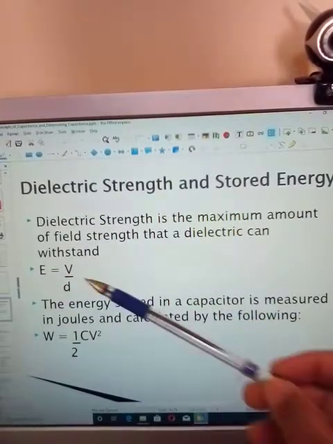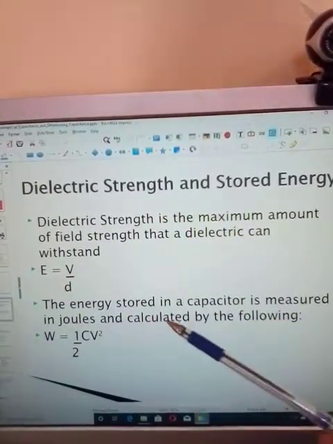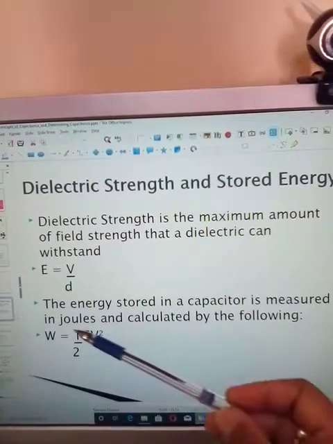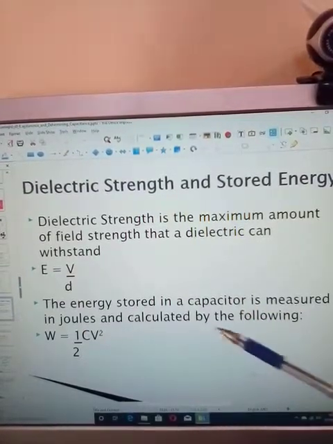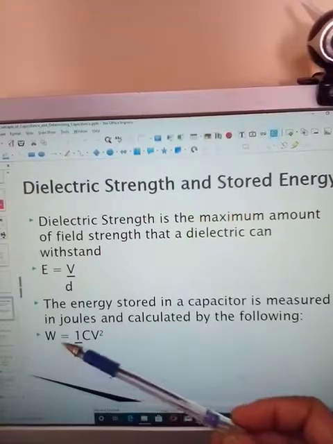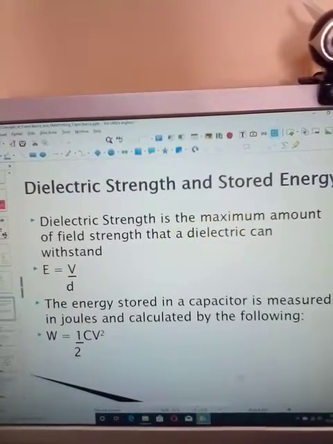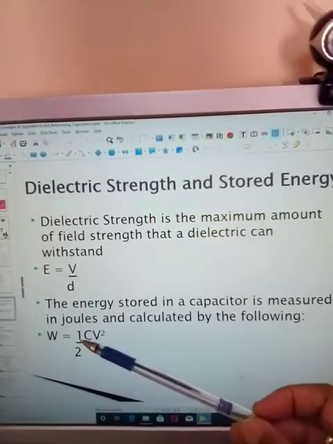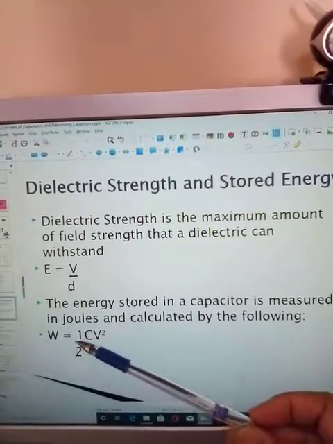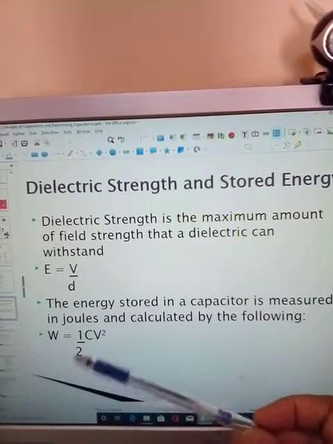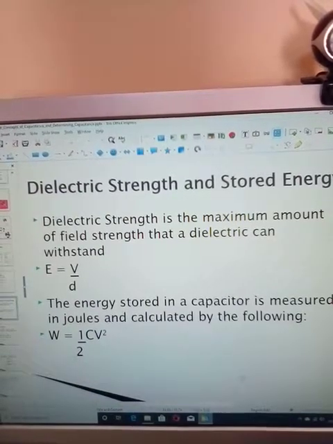Dielectric strength is the maximum amount of field strength that a dielectric can withstand. E equals V over d. The energy stored in a capacitor is measured in joules and calculated by the following. W equals half CV squared. Now you can simply make this 0.5 and you'll find that works out quite well in itself. Okay.